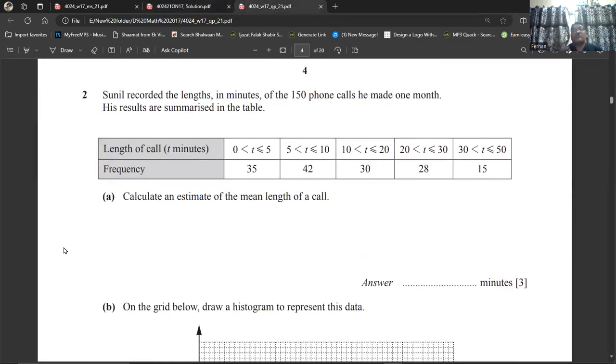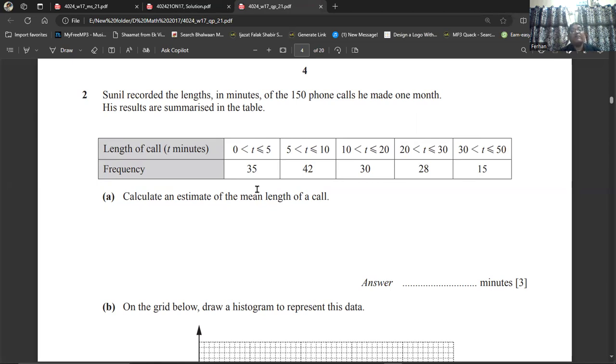Okay, so we are on question number 2. It says, Sunil recorded the lengths in minutes of the 150 phone calls he made in 1 month. His results are summarized in the table. So this is the length of the call from 0 to 5 minutes, from 5 to 10 minutes, from 10 to 20 minutes, from 20 to 30 minutes, from 30 to 50 minutes. So the frequency of those calls is given. These are a total of 150 calls.